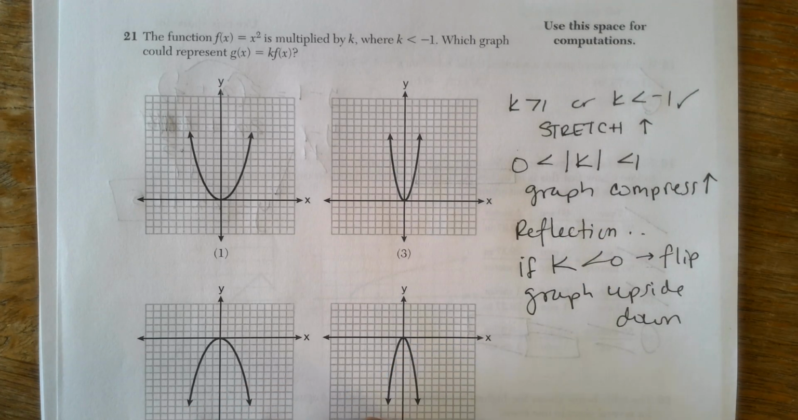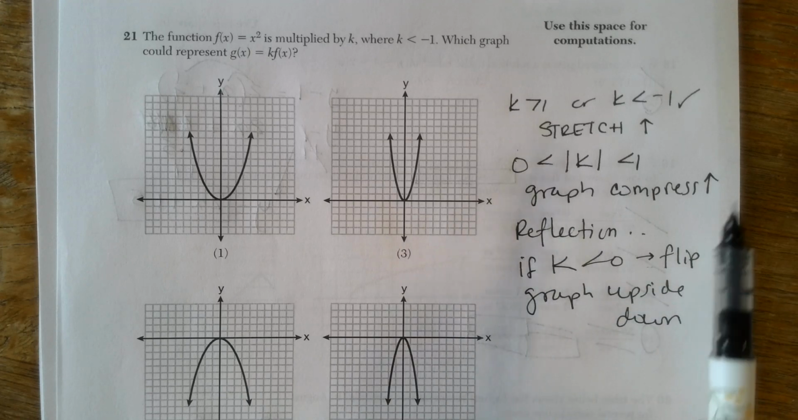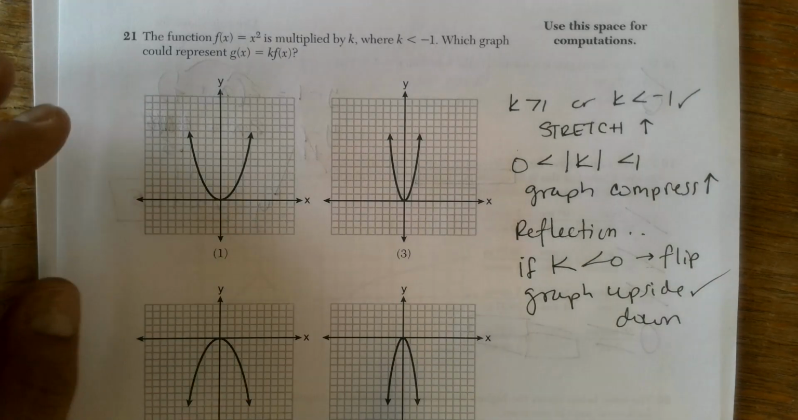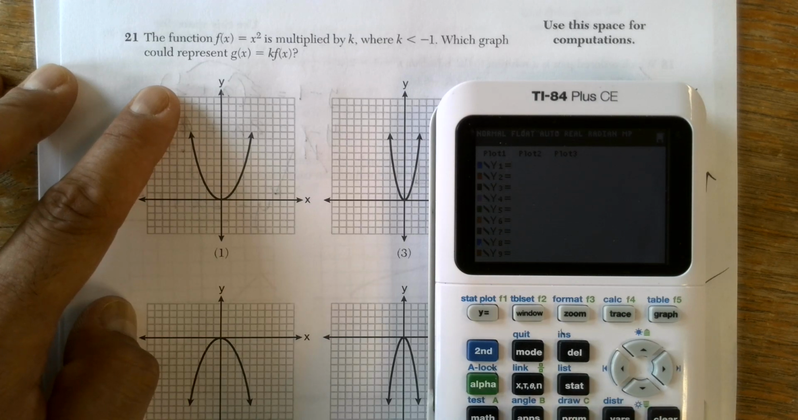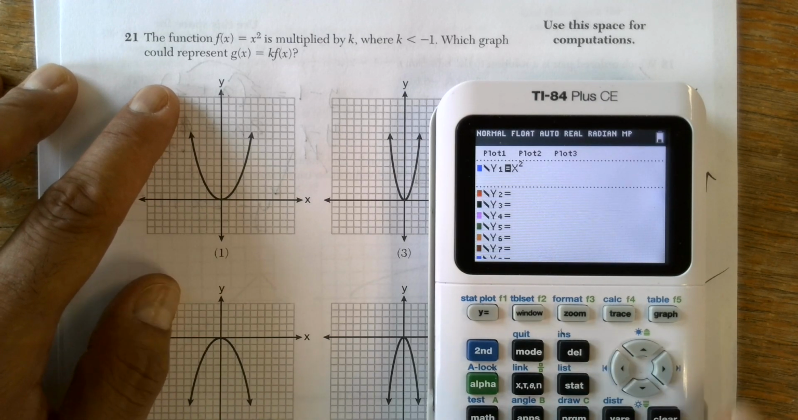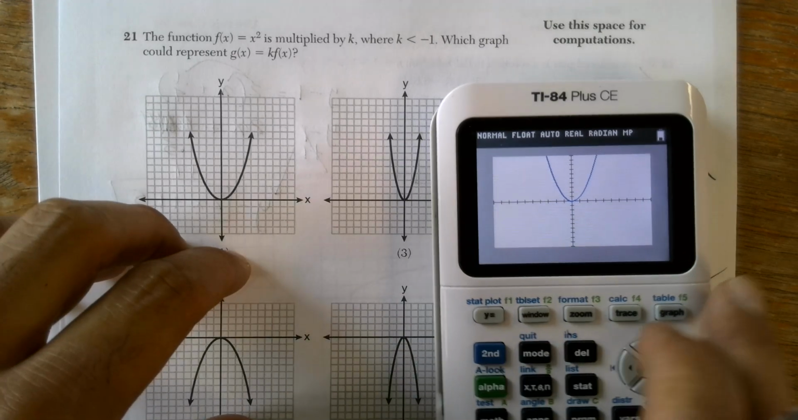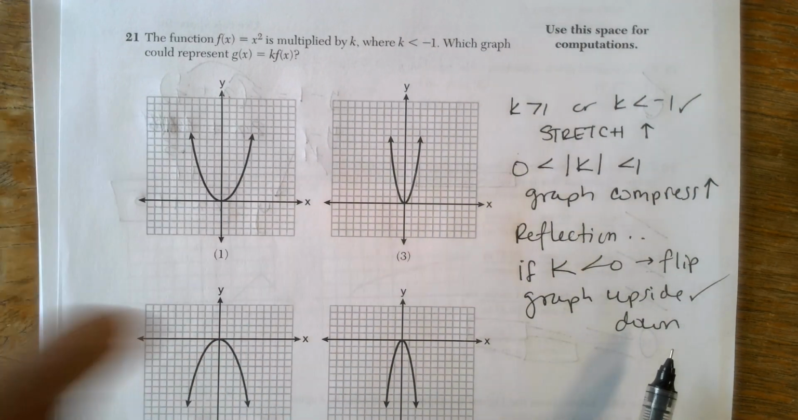We're going to stretch. And then it also says in our notes here, reflection. If k is less than 0, we're going to flip. Because k is less than -1, that is in fact less than 0, so we are going to be flipping it. If you plug this into your calculator, this is what we call the parent function, x squared, and you just hit graph. You are going to get a parabola. What you're looking for is something that is both going to stretch vertically and going to flip upside down.